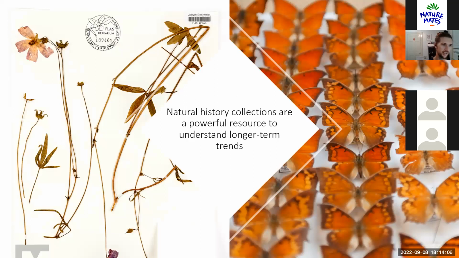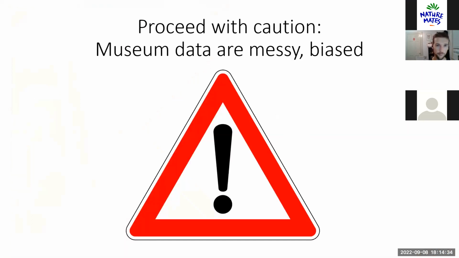But it's really hard to get at those questions using standardized data because we don't have a long history of observations. Natural history collections are a powerful resource to understand longer-term trends. Natural history collections thread the needle of offering vast taxonomic and temporal coverage and are a resource that is often underutilized by ecologists. But like we said earlier about all that naturalist data, museum data are also messy and biased.